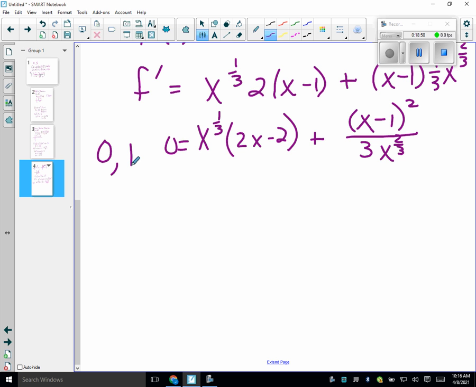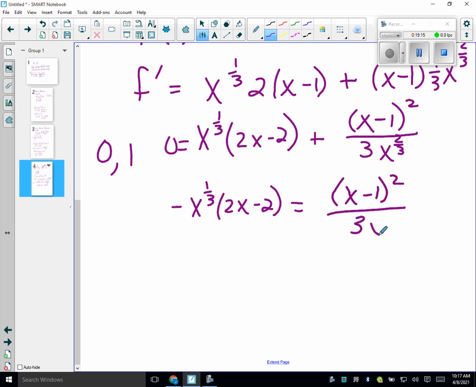It equals 0. What he says is if he plugs 1 in, this would be 0, and this would be 0. That was an easy one to find. We still don't know if that's all of them. So is negative x to the 1/3 times 2x minus 2 equal to x minus 1 squared over 3x to the 2/3?